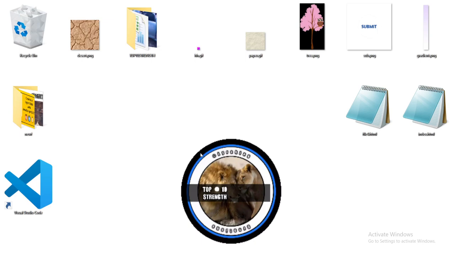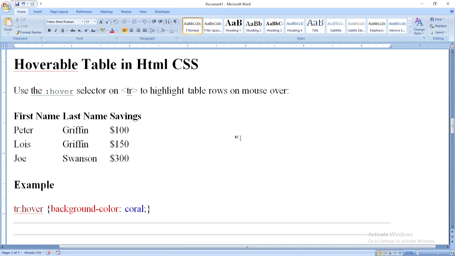Welcome back, everyone. Let's continue our discussion on CSS tables, and right now we'll be discussing hoverable tables in HTML CSS. You will need to use the hover selector on the TR element to highlight table rows on mouse over. So I'm going to show you how this works together just to highlight table rows.